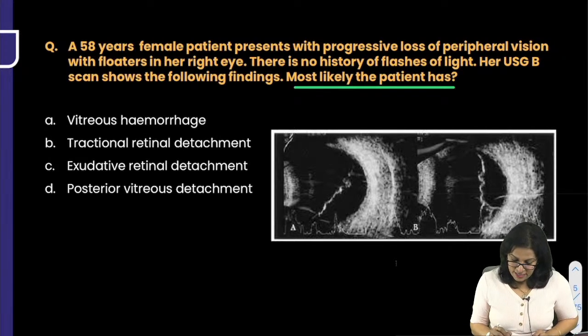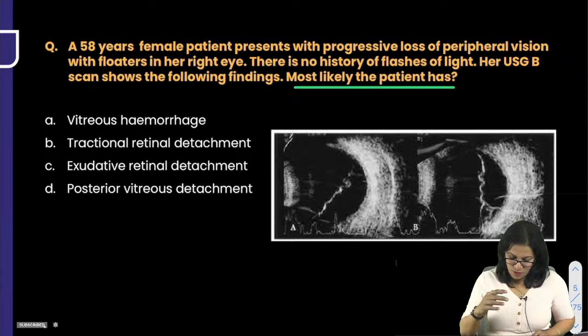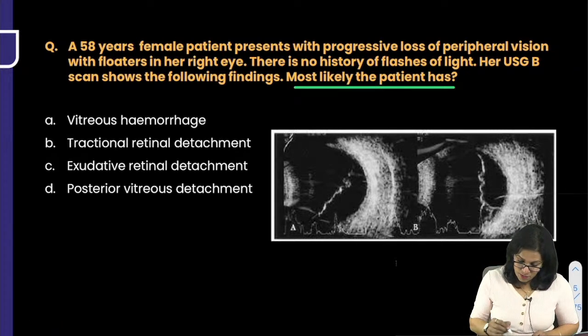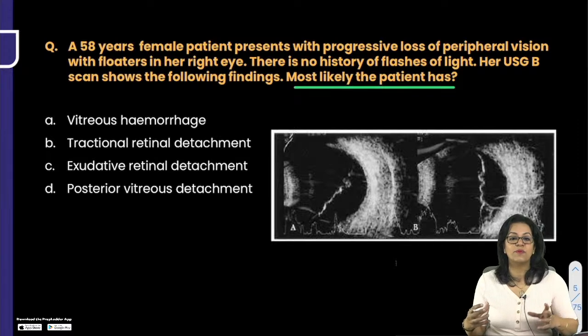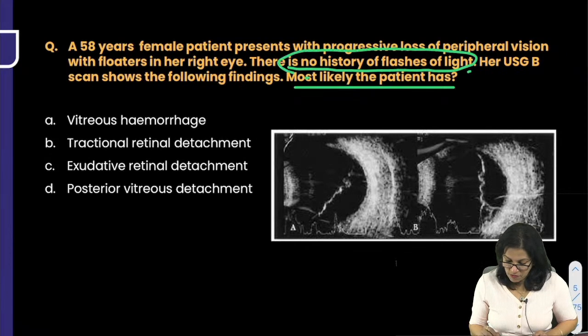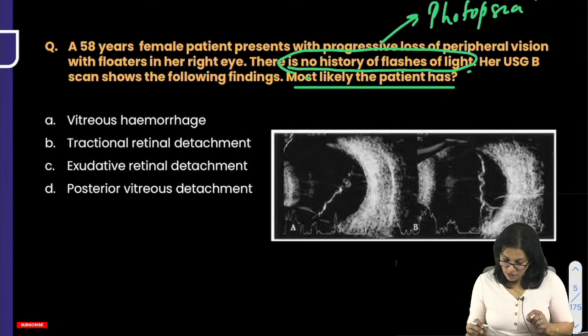A 58 year old female patient is presenting with a progressive loss of peripheral vision. Progressive loss of peripheral vision goes in favor of retinal detachment, keep in mind, with floaters. Now it is more towards that. We all know floaters are nothing but opacities in the vitreous cavity, in her right eye. Now there is no history of flashes of light, so no photopsia. I hope you know flashes of light is photopsia. Her ultrasound B scan shows the following findings.